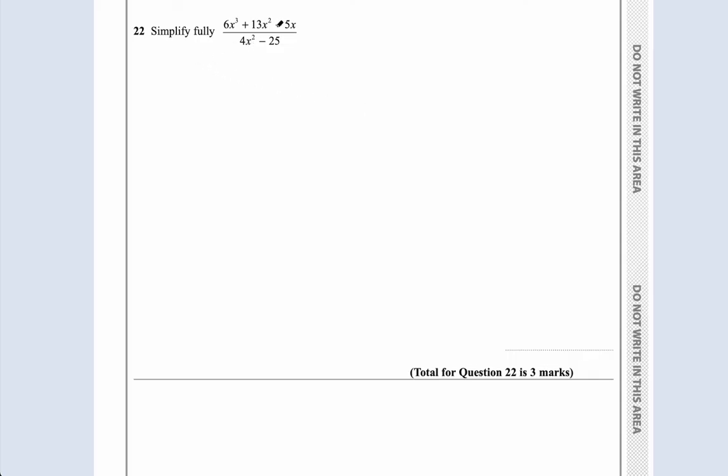Okay, question 22. Simplify this, right? This question, guys, is definitely all about factorizing. So this thing, I'm going to take out the x. I'm going to factorize an x from the numerator. So this gives me x times 6x squared plus 13x minus 5. So that is, I've factorized the x.